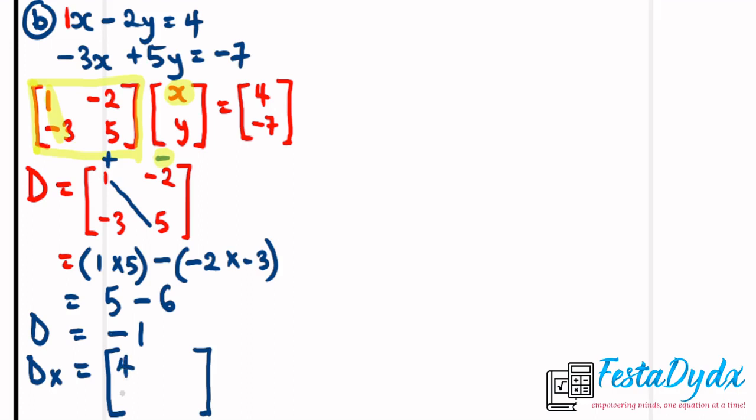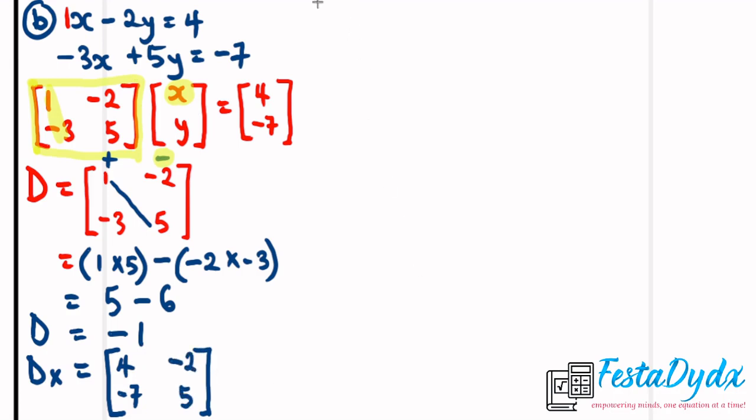So we'll have 4 and then minus 7. And then for the values of y, we are going to write it as it is. That's for this second part. We are working with the determinant of x. So now we have our values of y remaining, minus 2 and then 5.